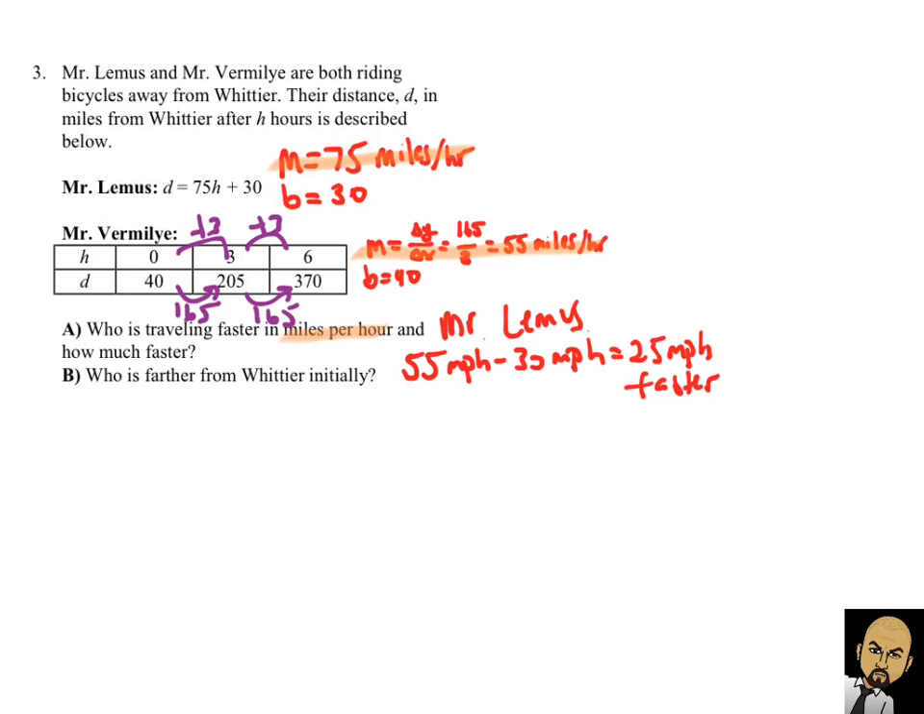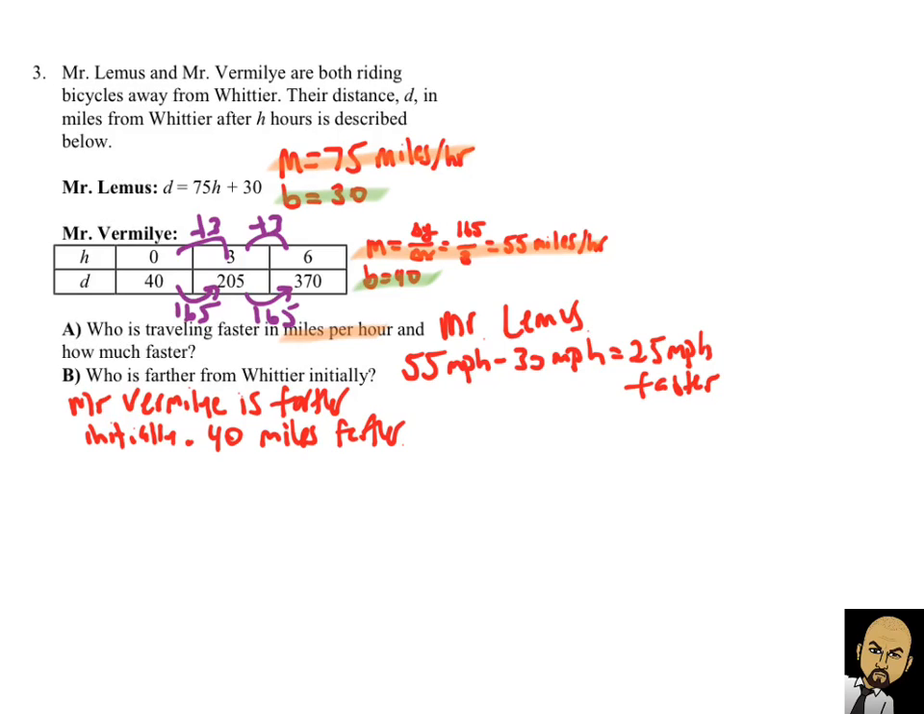Now, let's take a look at question B, which is who is farther from Whittier initially. You've got to look at the y-intercept, which is the initial value. For Mr. Lemus, the initial value is 30. For Mr. Vermillion, the initial value is 40. That indicates that Mr. Lemus was 30 miles away from Whittier, while Mr. Vermillion is 40 miles away from Whittier on his bicycle. So who is farther away? Mr. Vermillion, because Mr. Vermillion is 40 miles away from Whittier initially, and Mr. Lemus is 30 miles away from Whittier initially.